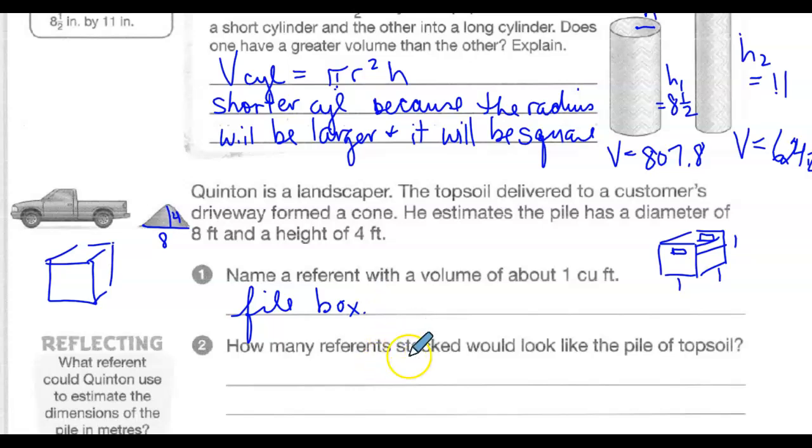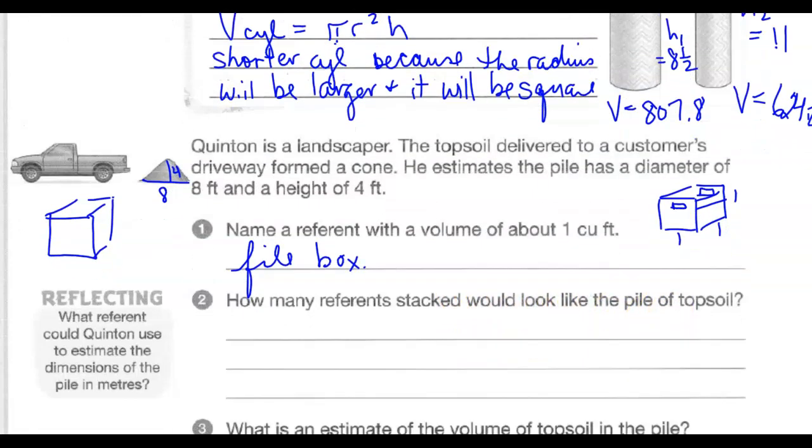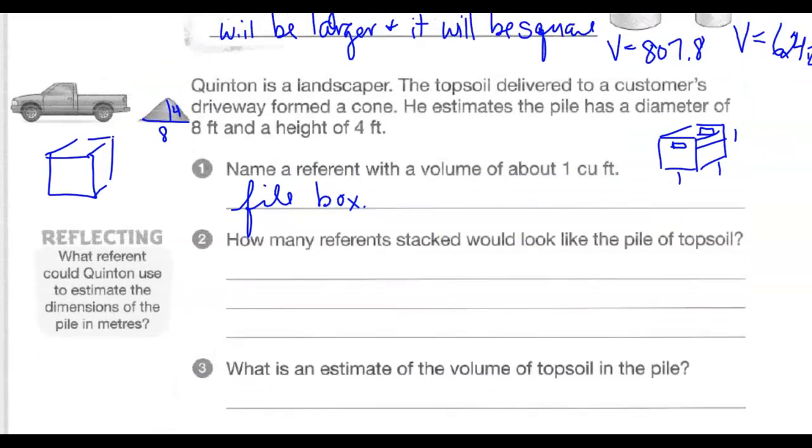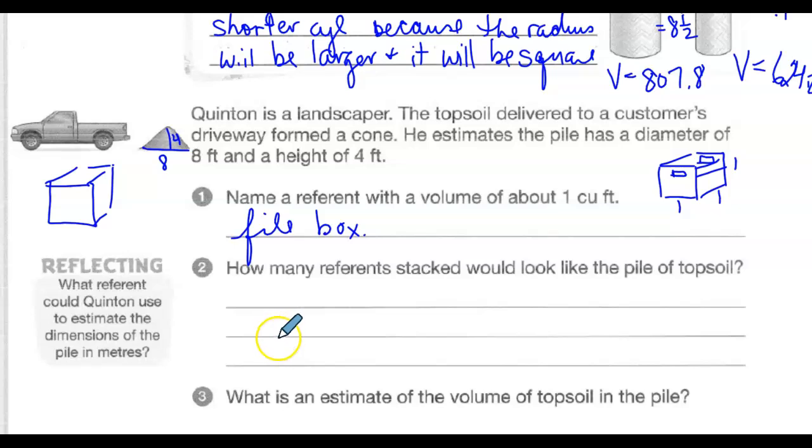So how many reference cubes stacked would look like a pile of topsoil? So if we're using cubic boxes like that, then the closest would be almost like a pyramid, right? So we'd have box here, box here, box here, and make kind of a square. Ooh, that's not so great, but maybe you can get what I'm looking at.